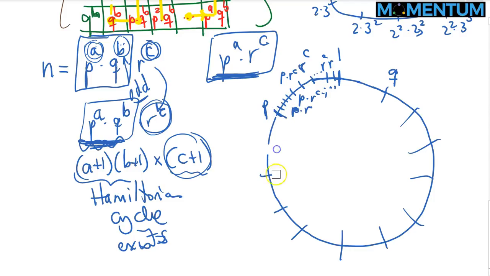So the next prime in line would be, so if the next divisor in line is D, right, which is obviously either P square or it is P times Q.